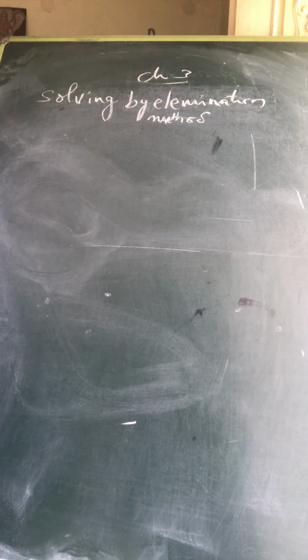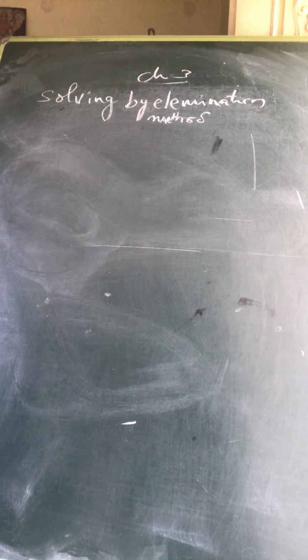In the last classes we have discussed solving a pair of linear equations by the graph and also by the substitution method. And now we are going to learn one more method to solve the pair of linear equations, that is called the elimination method. Elimination means that one of the variables should be cancelled.